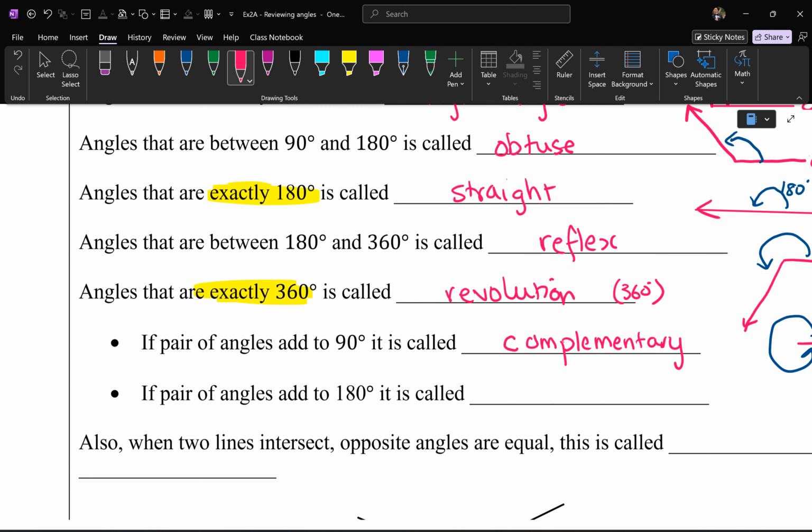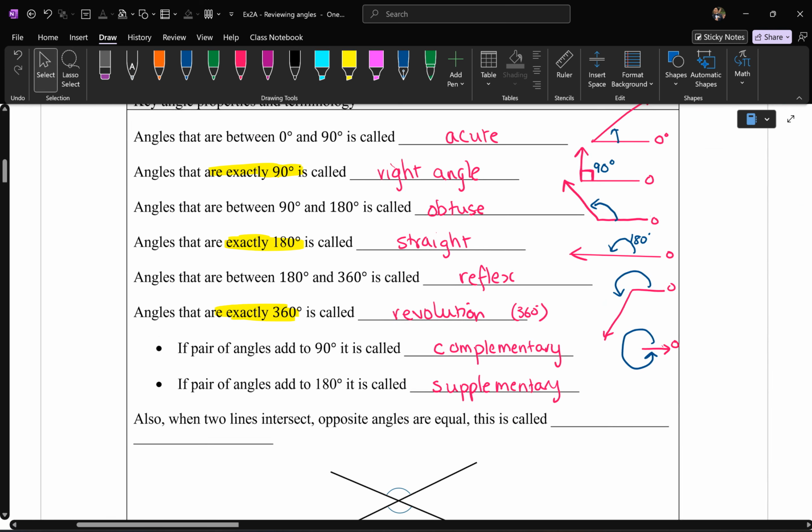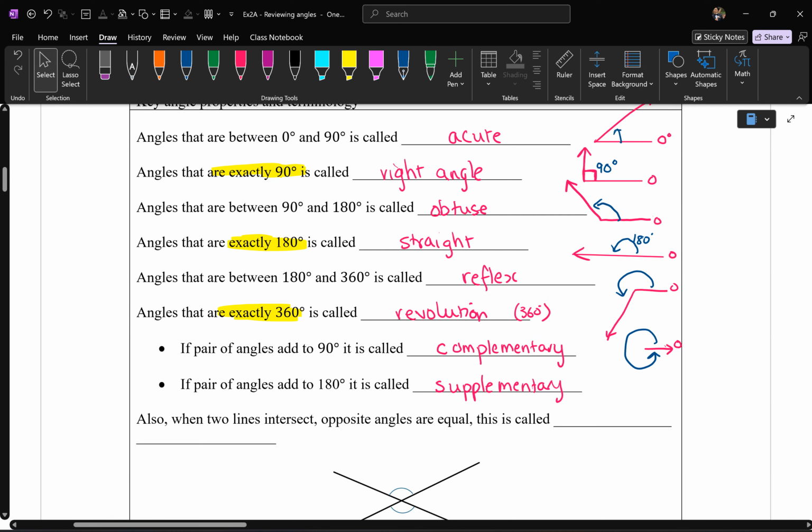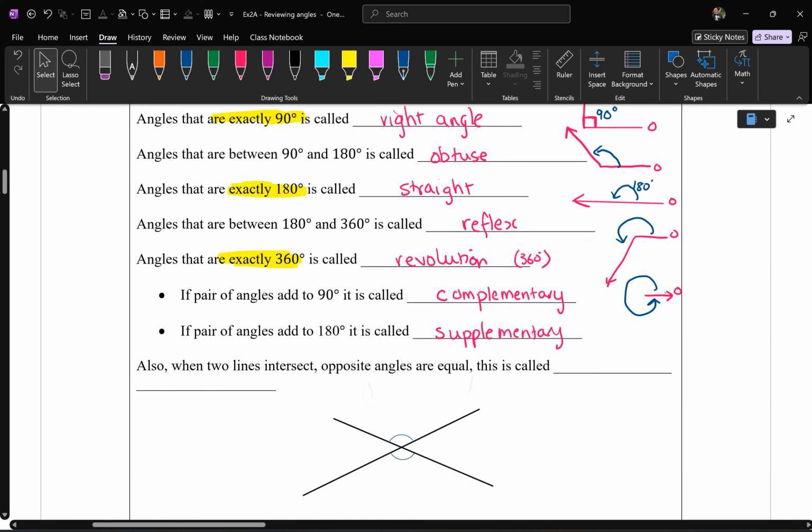And then if pairs of angles add up to 180 degrees, it starts with S. It is called, hands up, Elliot? Supplementary. Very good. That's called supplementary.